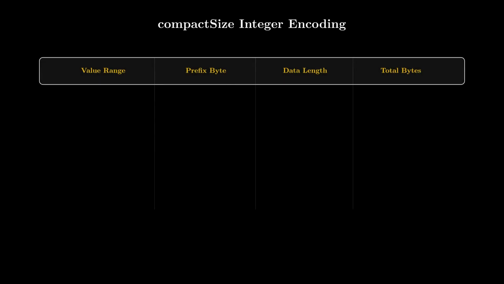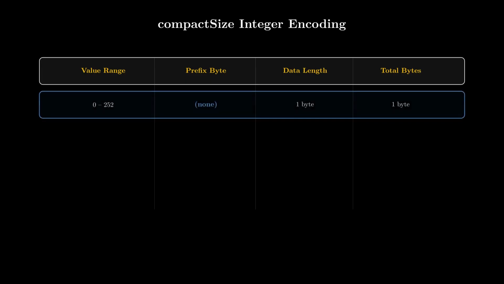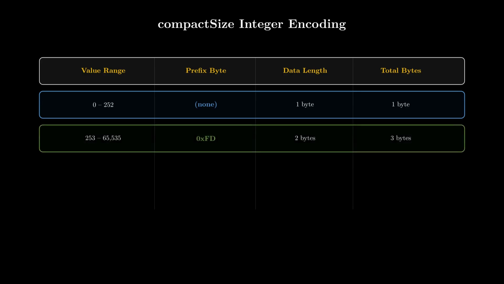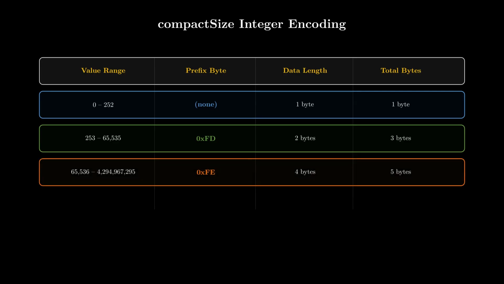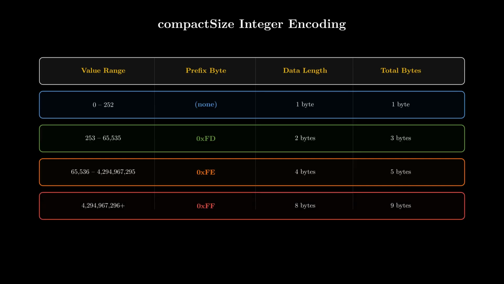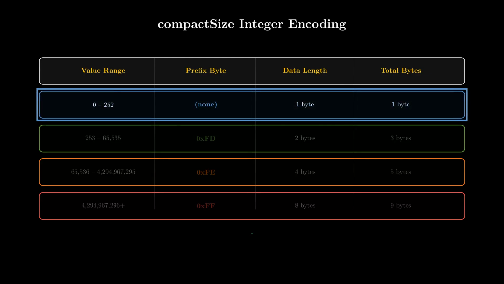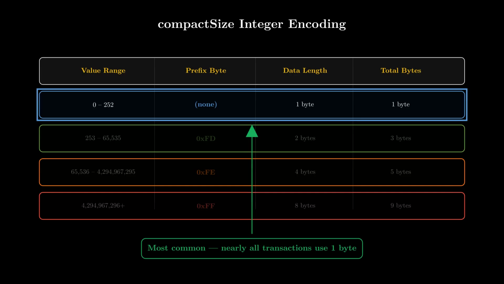The input count is encoded using a compactSize integer, Bitcoin's variable length encoding for whole numbers. If the value is between 0 and 252, it fits in 1 byte, no prefix needed. For values up to 65,535, a prefix byte 0xFD signals 2 more bytes of data, 3 bytes total. Prefix 0xFE means 4 data bytes, 5 total. Prefix 0xFF means 8 data bytes, 9 total. Most transactions have fewer than 253 inputs, so a single byte handles the count.